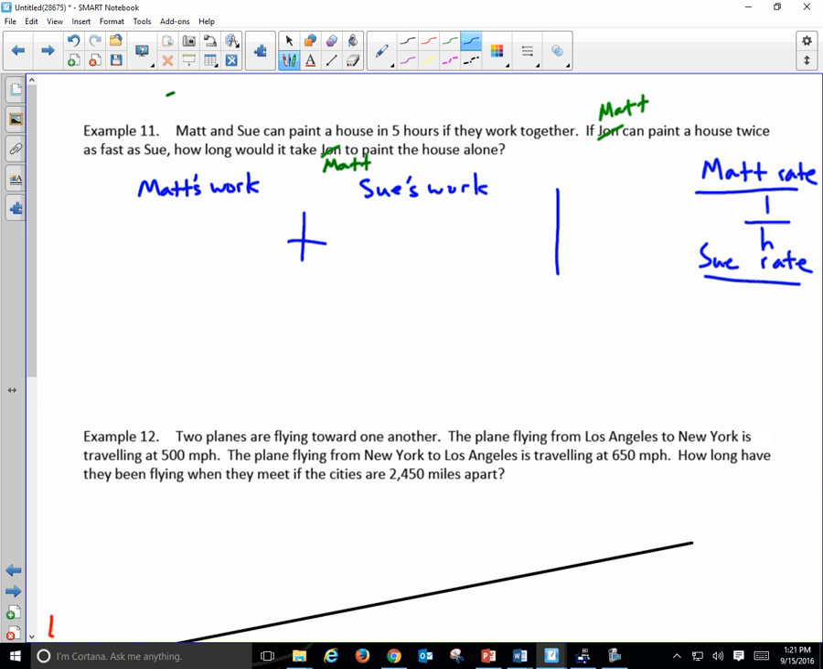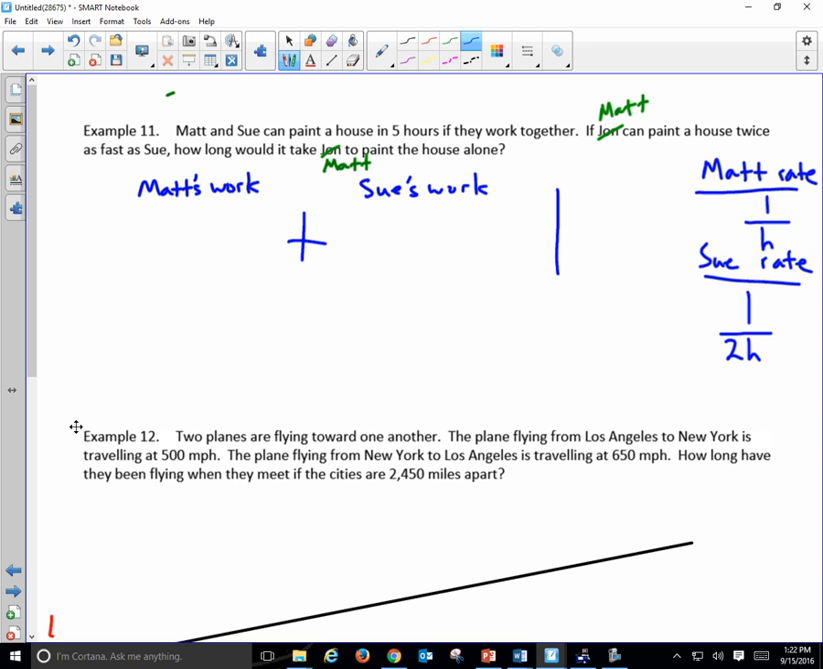Could somebody then give me an expression for Sue's rate? One house in 2h. So for example, if Matt could paint one house in 20 hours, then Sue could paint one house in 2 times 20, which would be 40 hours. Does that make sense? Okay. So, no big deal. Now we got it.